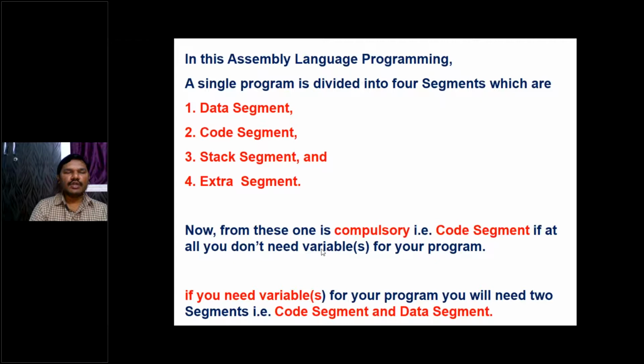If you don't need variables for your program, at least we need a code segment to write the program, and without the remaining 3 segments we can also write the program. But if you want to define variables of data, those variables must be defined in the data segment. So if you need variables, you will have 2 segments, code segment and data segment. You have to use these two.